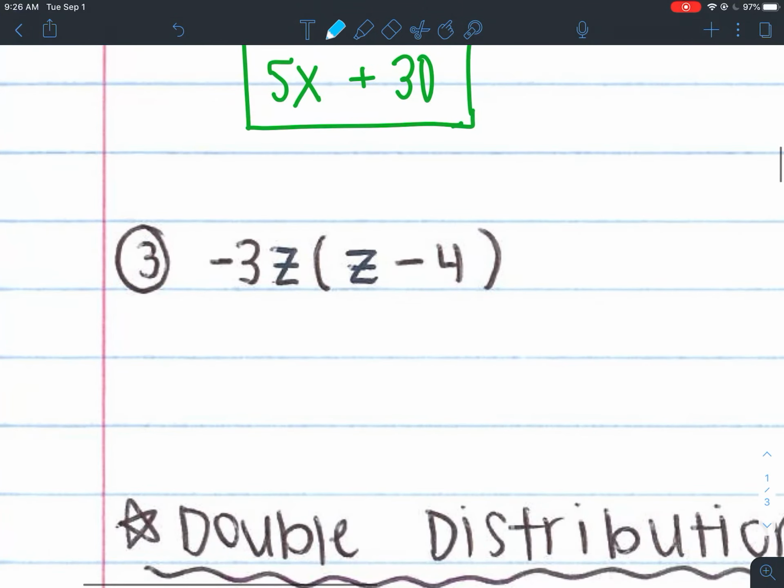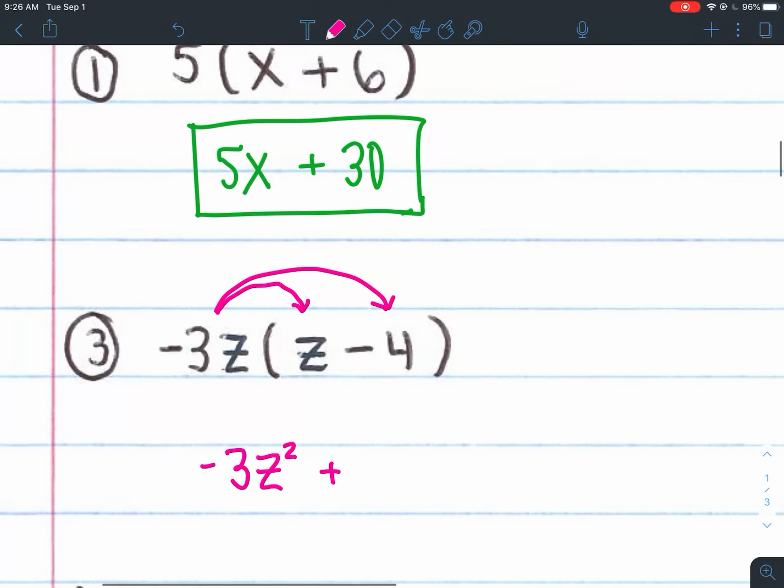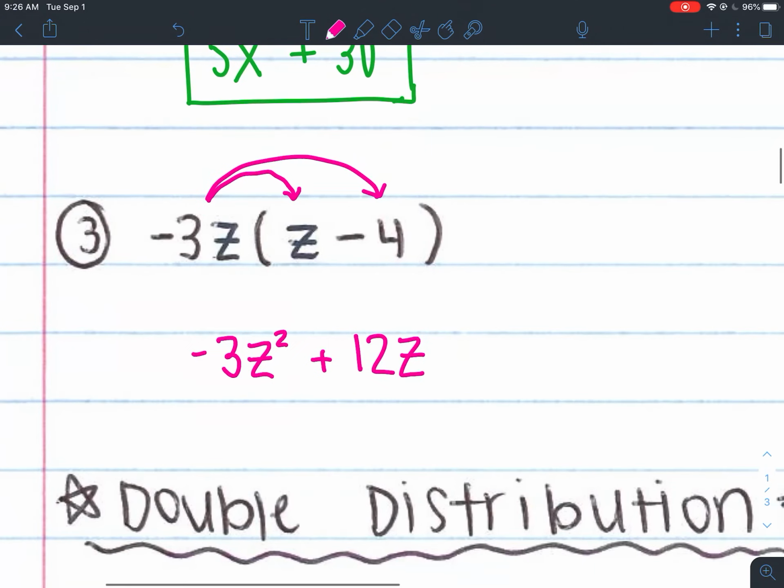All right, moving on to number 3, we have negative 3z times z minus 4. Again, distribution. So we're going to do the same exact thing. Negative 3z times z. Now, if x times x is x squared, z times z is z squared. So this is going to be negative 3z squared. And then we have negative 3z times negative 4, and that's going to give us positive 12z. Okay, so you're going to make sure you're very careful with those negative signs because they can get us really easily.